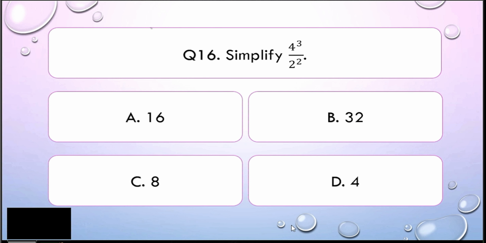Simplify 4 cubed over 2 squared. Is it A, 16, B, 32, C, 8, or D, 4? I'll give you 5 seconds to think about your answer.